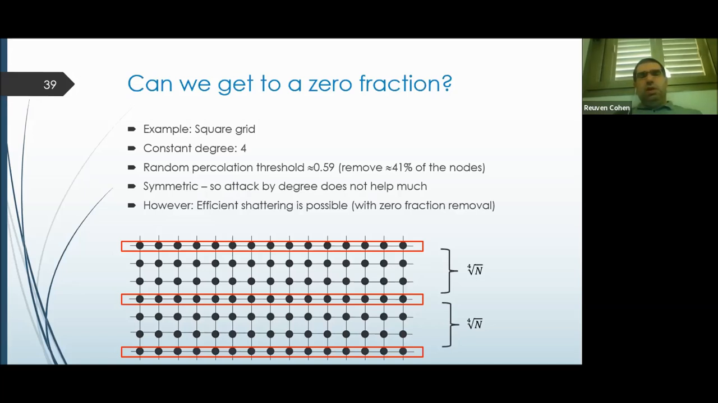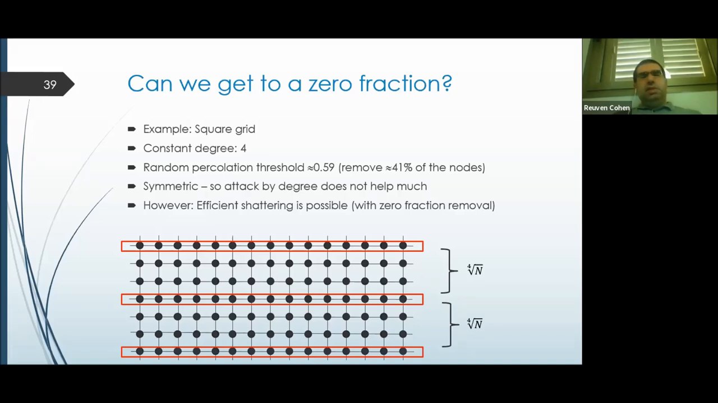Let's say we remove every quartic root of n, and we remove full rows. So we get that the entire network is broken into small pieces. This is, for instance, what is attempted for the quarantine policy, meaning that you quarantine people to small geographic areas and try to separate between the areas. This allows us to block an epidemic from spreading.